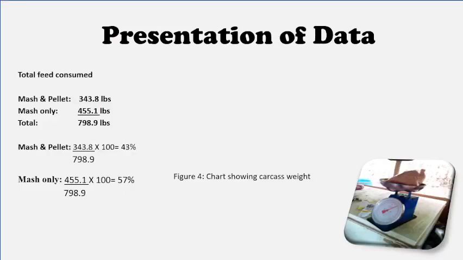All right, so we continue with presentation of data. Here we looked at the amount of feed eaten by each set of birds, and you add those together and we have 798.9 pounds. Now we want to find that in percentage, and this is what we do. 343.8 divided by 798.9 times 100, and this set of birds would have eaten 43%, while those fed on mash only would have eaten 57%.